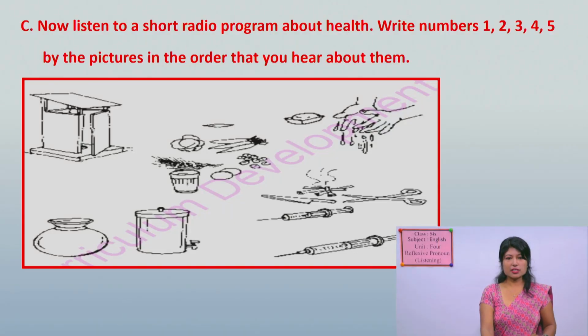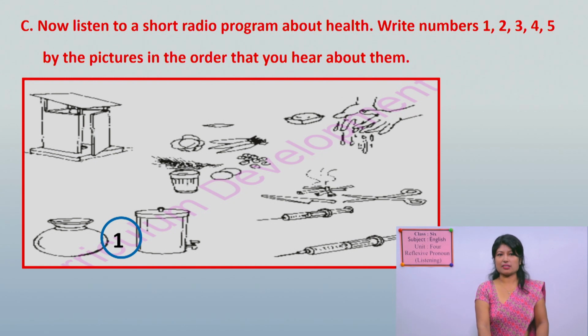Okay, so you must have listened to the audio, and now it's time for numbering. Let's number the pictures. So what comes first? Let's check. Here is a 1. Yes, there was talk about clean drinking water at first.